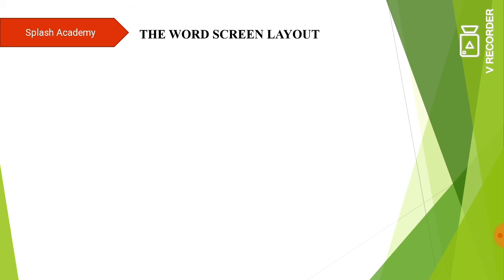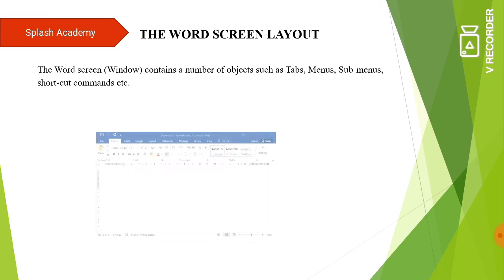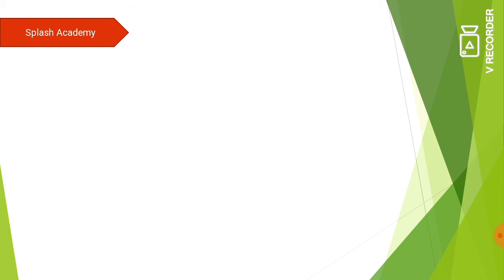How does the Word screen look? We will just have a look at the Word screen layout. The Word screen contains a number of objects such as tabs, menus, sub-menus, shortcut commands. We will go into details on the next slide, but we should know that it has a number of objects: tabs, menus, sub-menus and all.